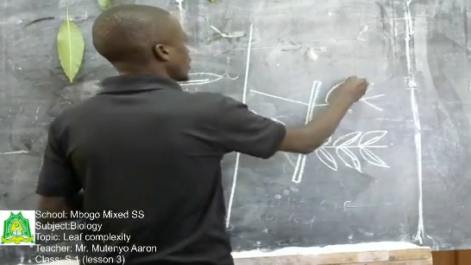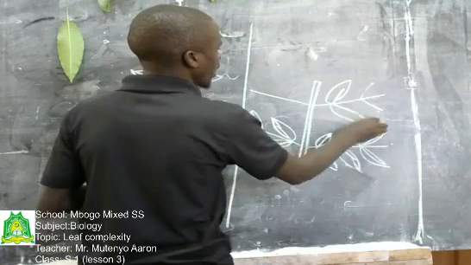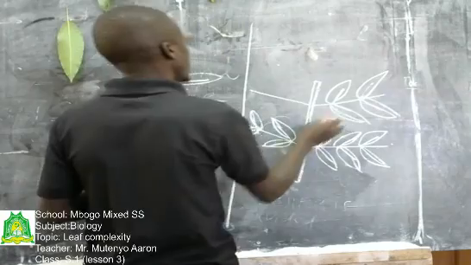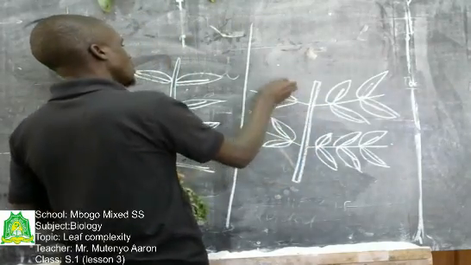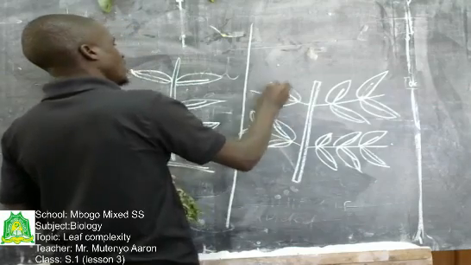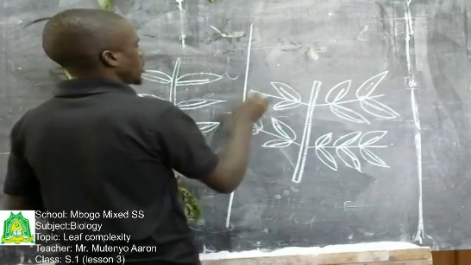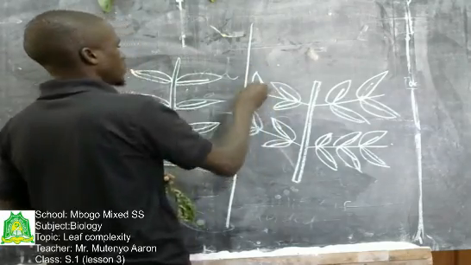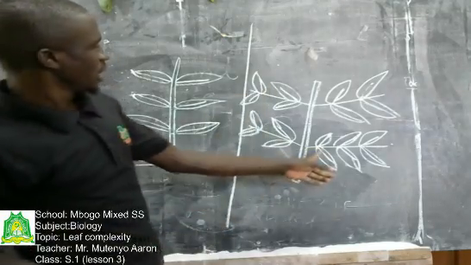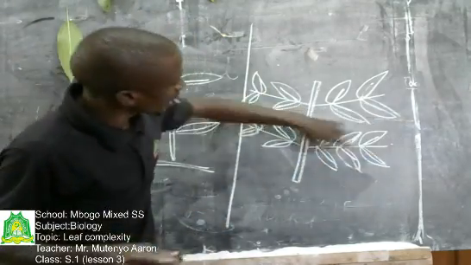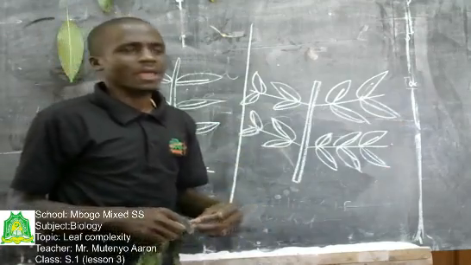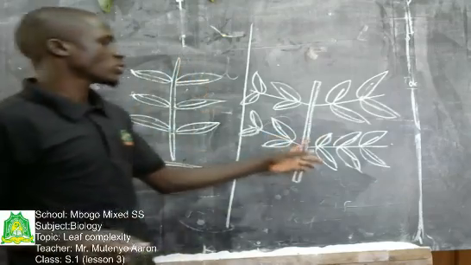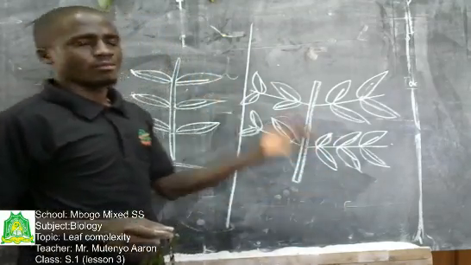It's like a feeder road. From the tarmac you have gone to murram, then again the murram has branched into another road, which is a feeder road. So these ones are further divisions like that. So these are smaller leaflets on again a leaflet. That's why it's called bipinnate. Whereas this one is pinnate, this one is called compound bipinnate.